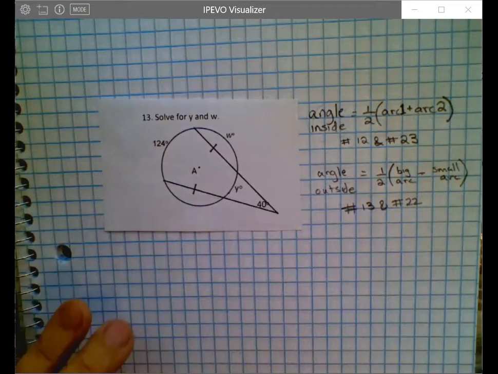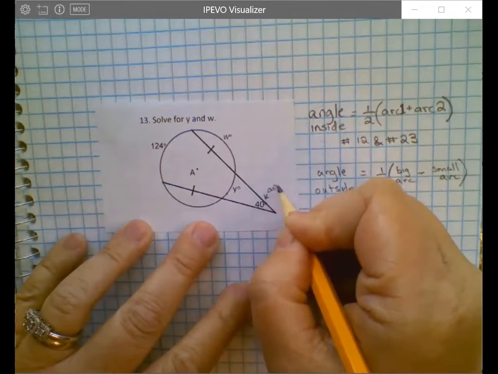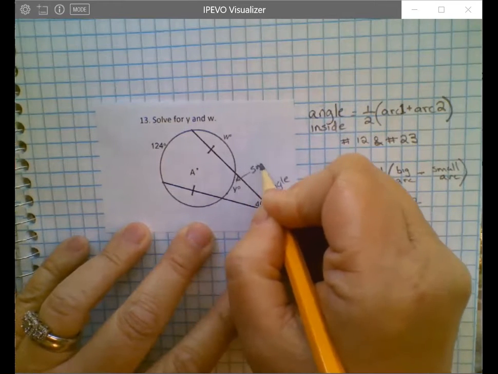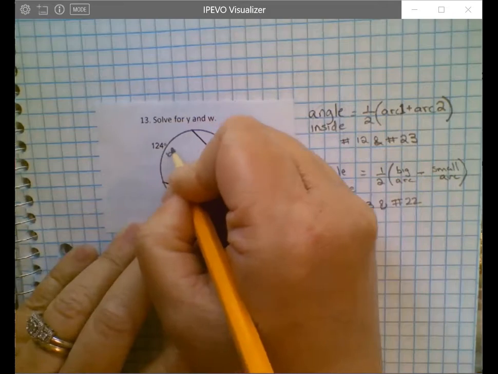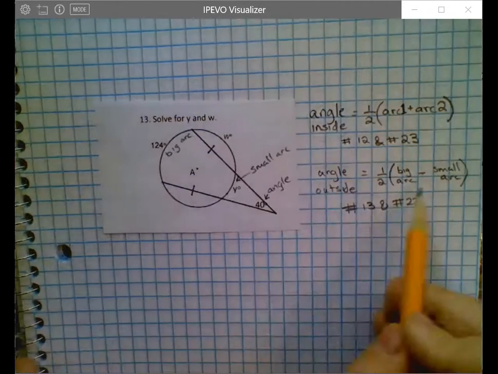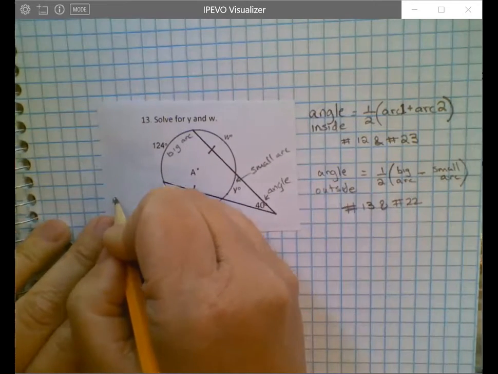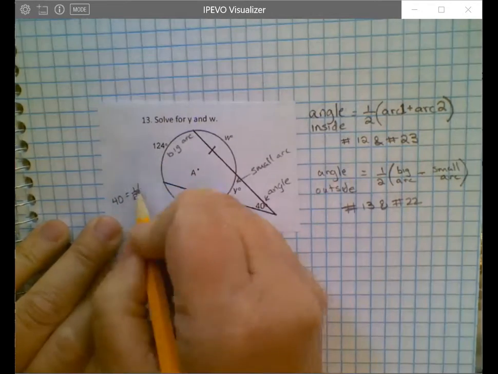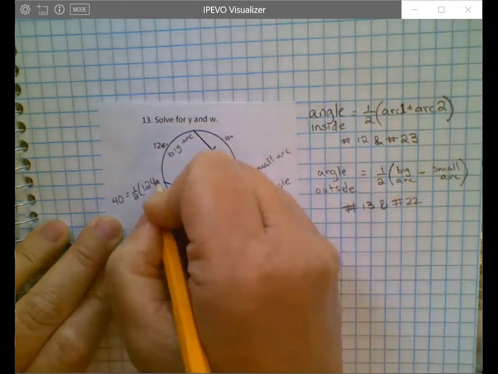Again, you have to think about what you know. So this 40, that's our angle. Y is the small arc, and 124 is the big arc. Okay, so plugging into this formula, I have 40 degrees is my angle, equals 1/2. Big arc is 124 minus y.